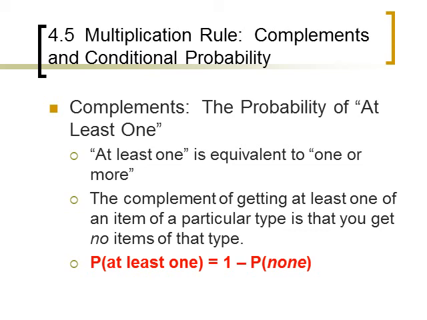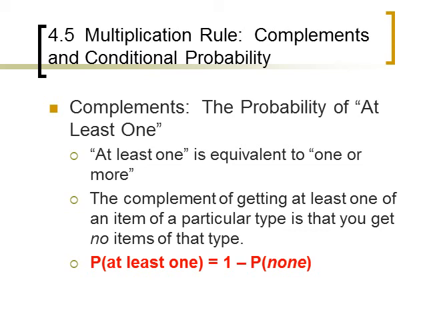So you'll be solving homework problems in this lesson 4-5 where you will see the phrase at least one used. And at least one by definition means one or more. So the complement in probability, remember, refers to the opposite of an event. And usually it means the negative. So the complement of getting at least one of an item of a particular type is that you would get no items of that type.